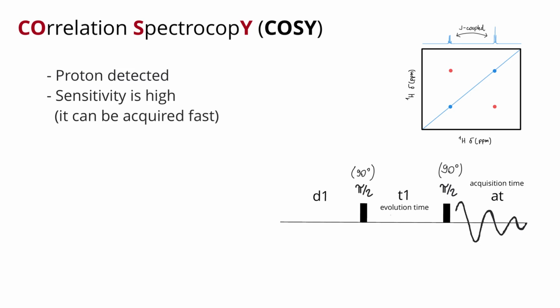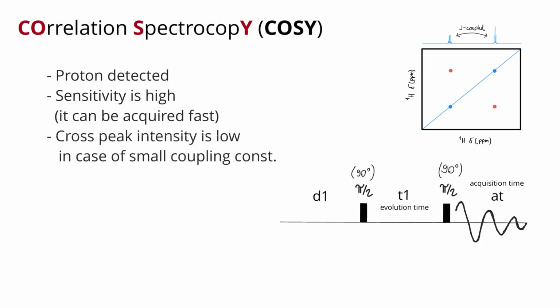The magnitude of the couplings affects the peak intensity. For small couplings, such as 4-bond couplings, or 3-bond couplings where the dihedral angle is near 90 degrees, the peak intensity will be low. Actually, there are many variants of the COSY sequence, the most popular being DQF COSY, where DQF stands for double quantum filtered. But it is not the scope of this video to introduce these variants in detail. Instead, let's look at a few examples to get the gist of it.